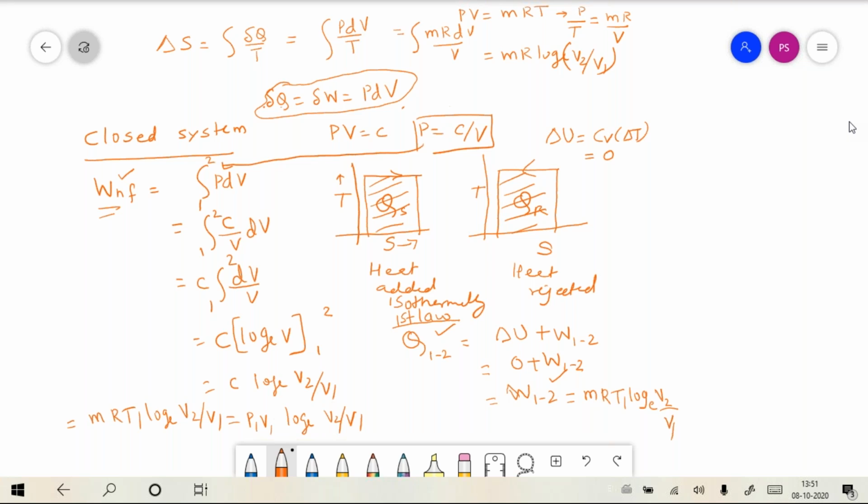So if this derivation is clear, I would ask you to derive a similar expression for a reversible isothermal process, but in this case the system is an open system. Okay, assume it to be a steady flow system. So try doing this and tell me the answer. Derive the expression for work transfer. Okay, the question is as follows.